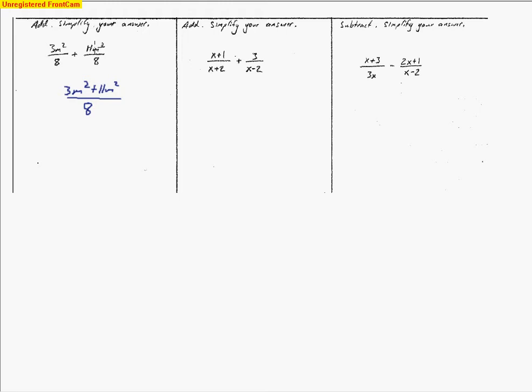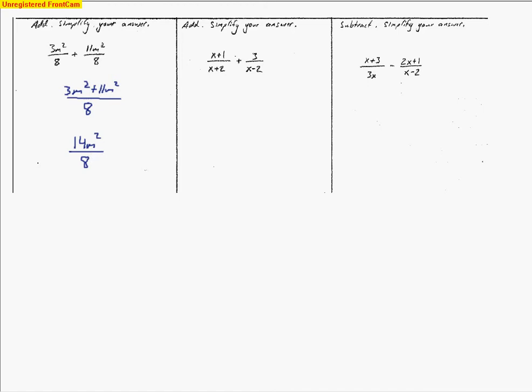And so what we have on top is a 3m squared and an 11m squared. And then we're adding those two together. And that gives us a 14m squared. Remember, when we add terms, we're just changing the coefficient. That's the number out in front of the variable.